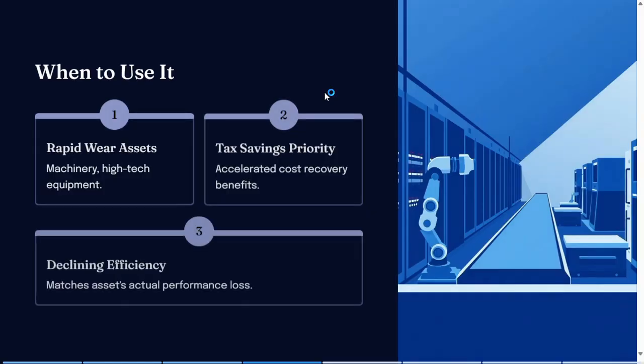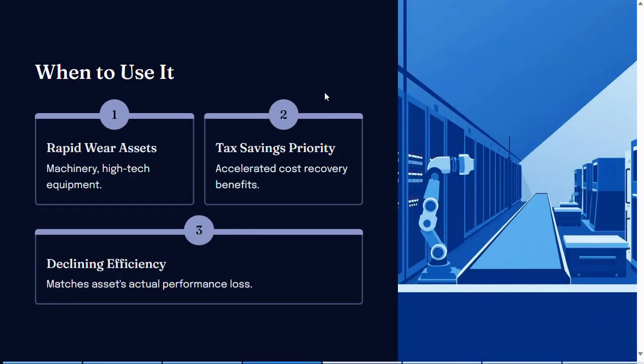When to use it? This method is ideal for assets that wear out faster early on. If a machine is most efficient when new and gradually loses performance, declining balance reflects that reality. It's also used when companies want quicker cost recovery or early tax advantages. In short, when an asset's value drops fast, this method gets the numbers right.